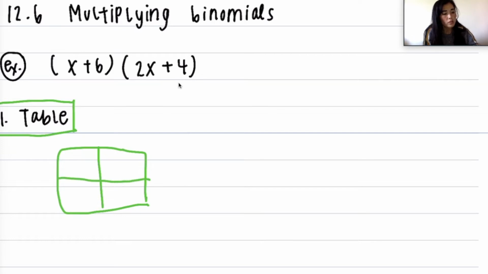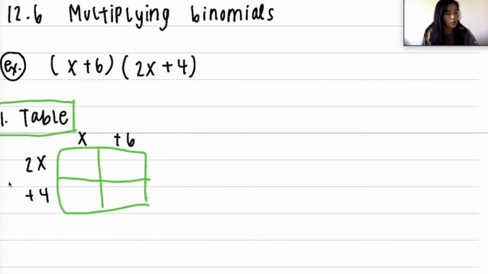What we're going to do is break up the problem that we have. Notice here we have x and then plus 6. So I'm going to break that up and do x and plus 6 here. I'm going to do the same thing with the second one. I have 2x and plus 4, so I'm going to put that on this side of the table. So 2x and then plus 4.